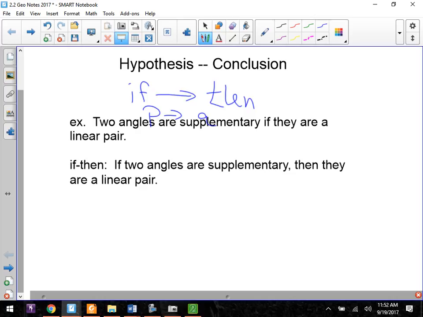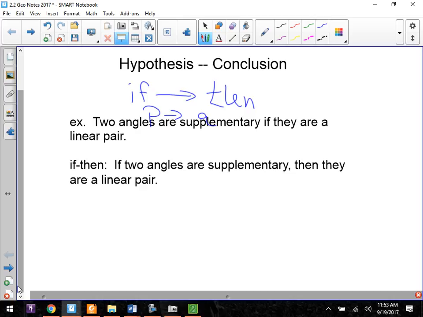If two angles are supplementary, then they are a linear pair. If then. Hypothesis, if they're supplementary, linear pair. All right. Hypothesis, supplementary. Conclusion, linear pair.